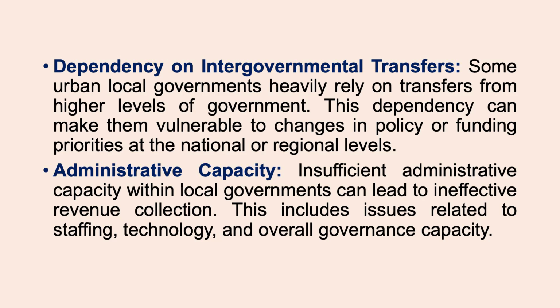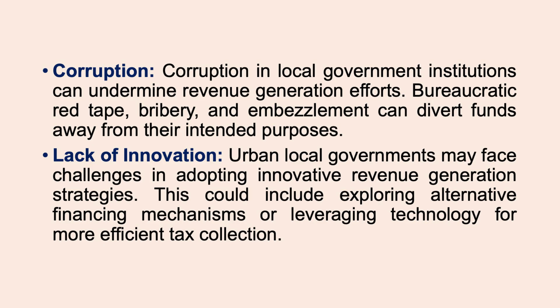Administrative capacity. Insufficient administrative capacity within local governments can lead to ineffective revenue collection. This includes issues related to staffing, technology, and overall governance capacity. Corruption. Corruption in local government institutions can undermine revenue generation efforts. Bureaucratic red tape, bribery, and embezzlement can divert funds away from their intended purposes.